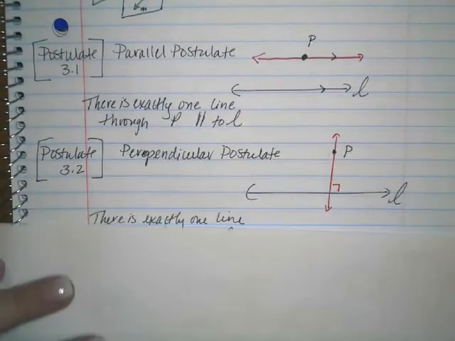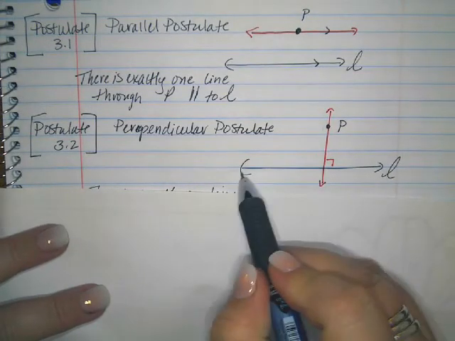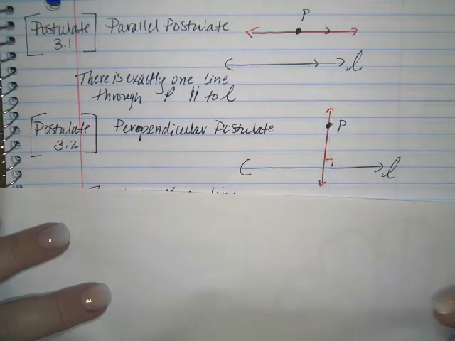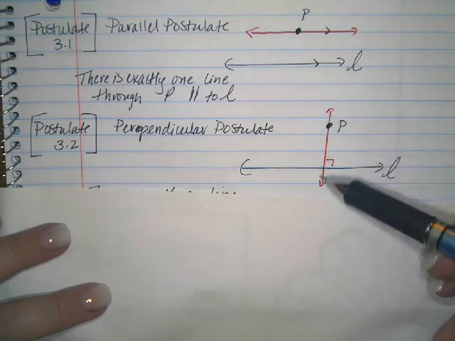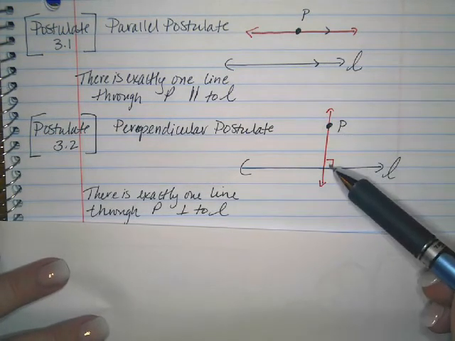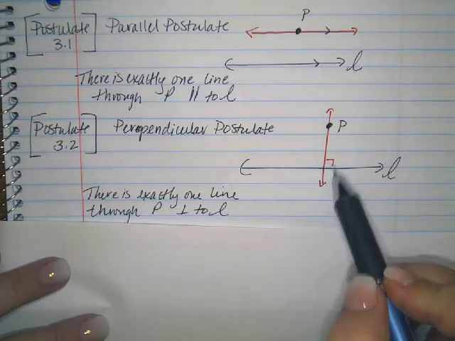Similarly, in the next postulate, we have postulate 3.2. This is on the perpendicular postulate. So it again says if we have line L and point P, that there's only one line that exists going through P that's perpendicular to L. And remember, perpendicular means it makes this nice little 90-degree angle.